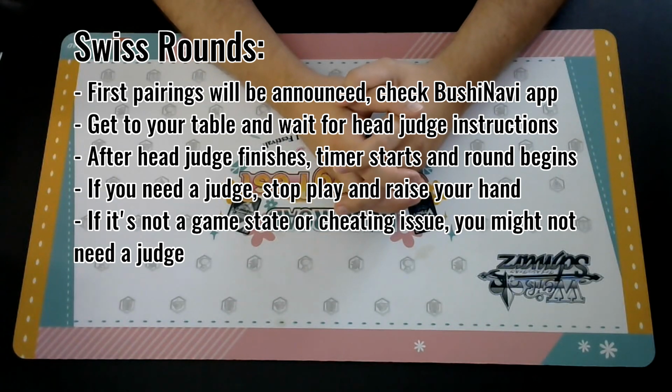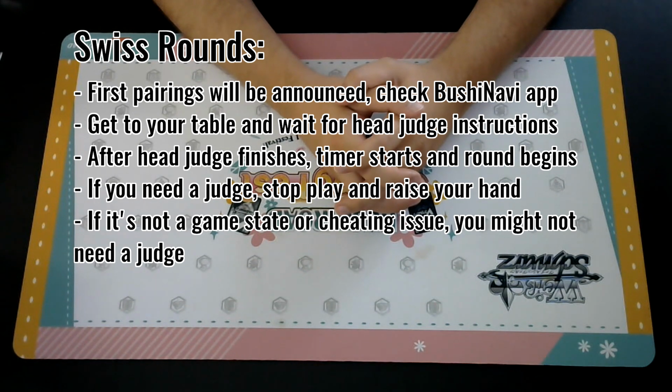If you have an issue during gameplay, you can call a judge by raising your hand. Typically, if it's a very easy thing to resolve that doesn't require a judge, you probably don't have to call the judge. If something very small that doesn't affect game state happens, you can fix that yourselves between you and your opponent.